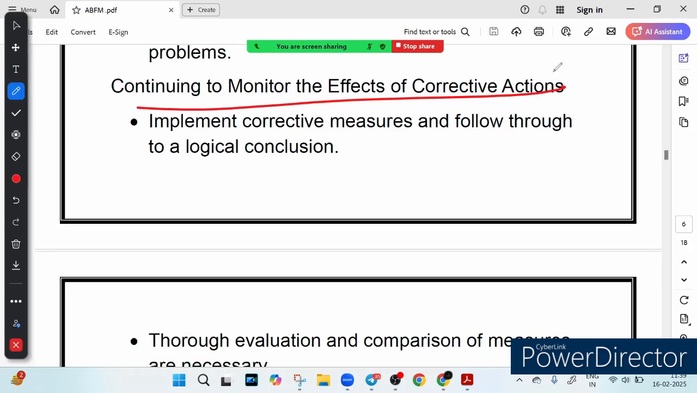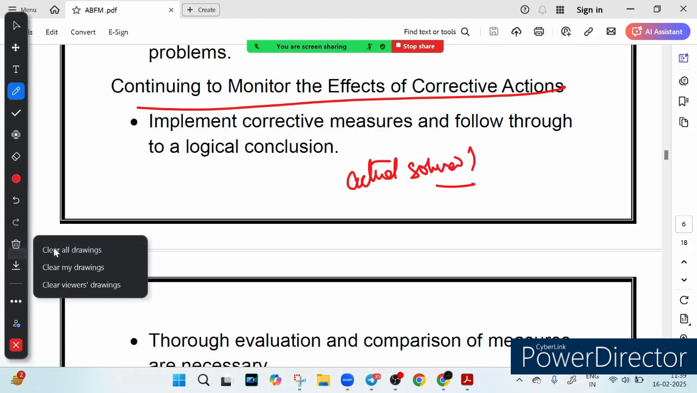Fixing the issue is just the first step. Managers must keep an eye on the result to ensure that the issue is actually solved. Future mistakes are prevented by learning from past errors. For example, if a restaurant faces bad reviews due to poor service, just hiring more staff is not enough. They need to check if customer satisfaction improves or not.